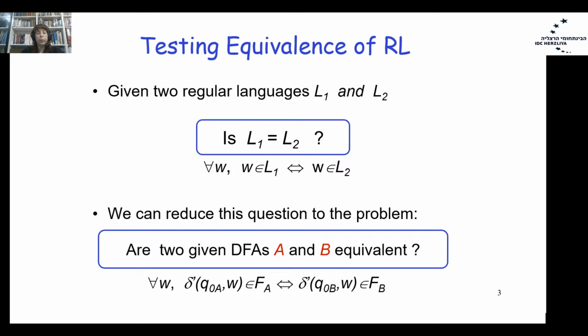We know that A and B are equivalent if for all words W, delta cap(q0_A, W) belongs to F_A if and only if delta cap(q0_B, W) belongs to F_B. So if both automata accept the word W, or both reject the word W, and we checked all words and didn't find any difference, we know that automaton A is equivalent to automaton B.